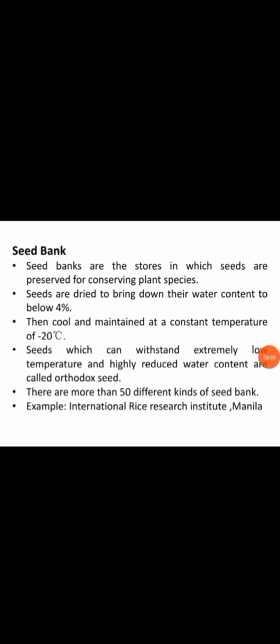In this seed bank, 90,000 samples of different varieties of rice plants are preserved. Another seed bank example is the International Maize and Wheat Improvement Center in Mexico. There, 12,000 samples of maize and 100,000 samples of wheat are present.